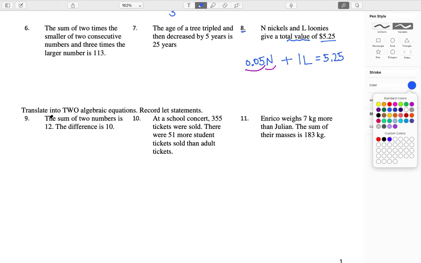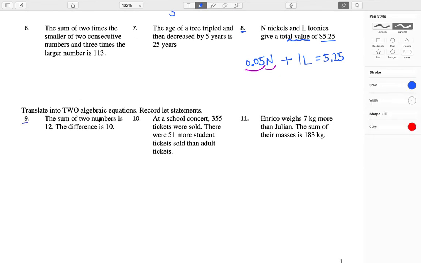Let's take a look at number 9. The sum of 2 numbers is 12 and the difference is 10. So we are writing 2 algebraic equations. Assuming that first number is x and the second is y, the sum is 12, and the difference is 10. So I could do x minus y, or y minus x is equal to 10.